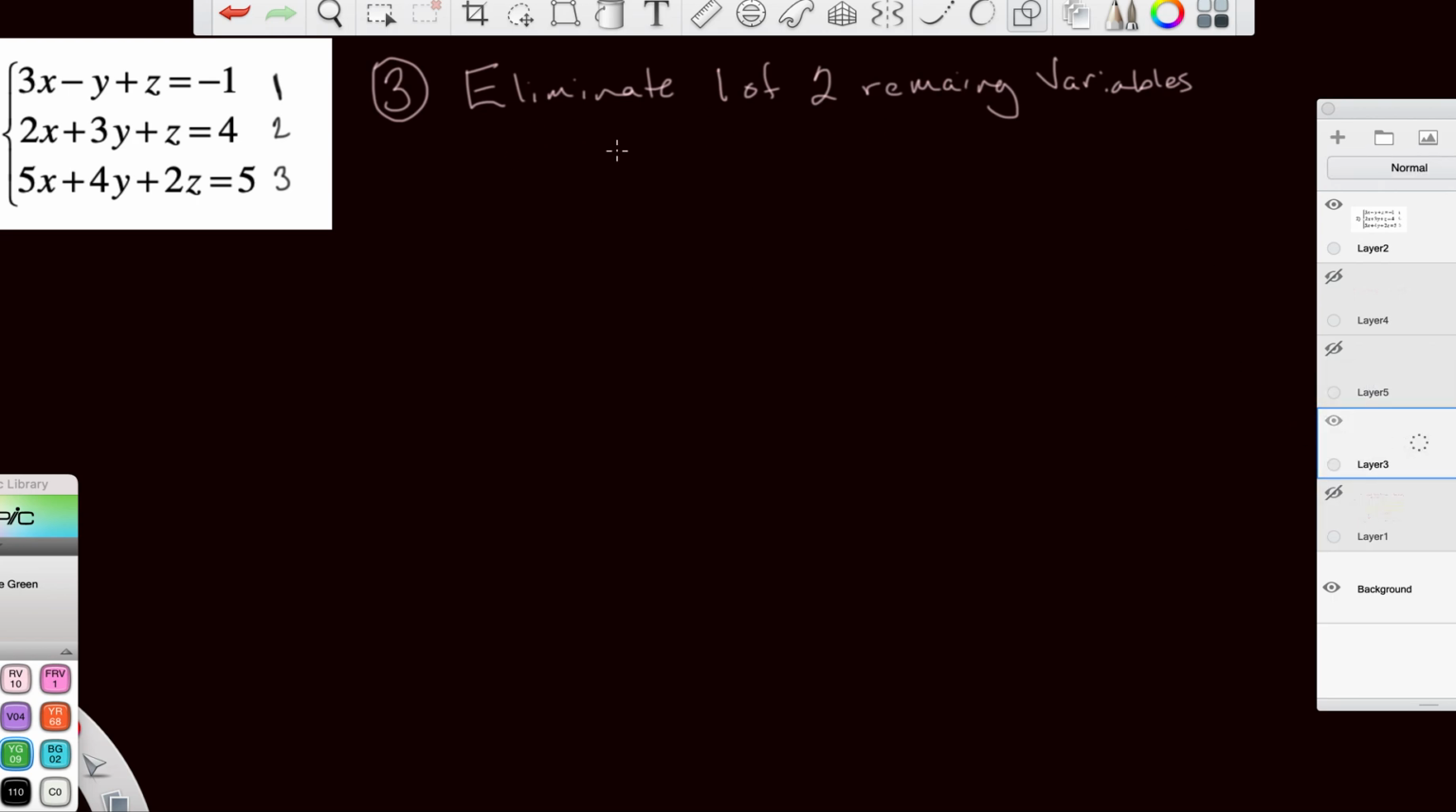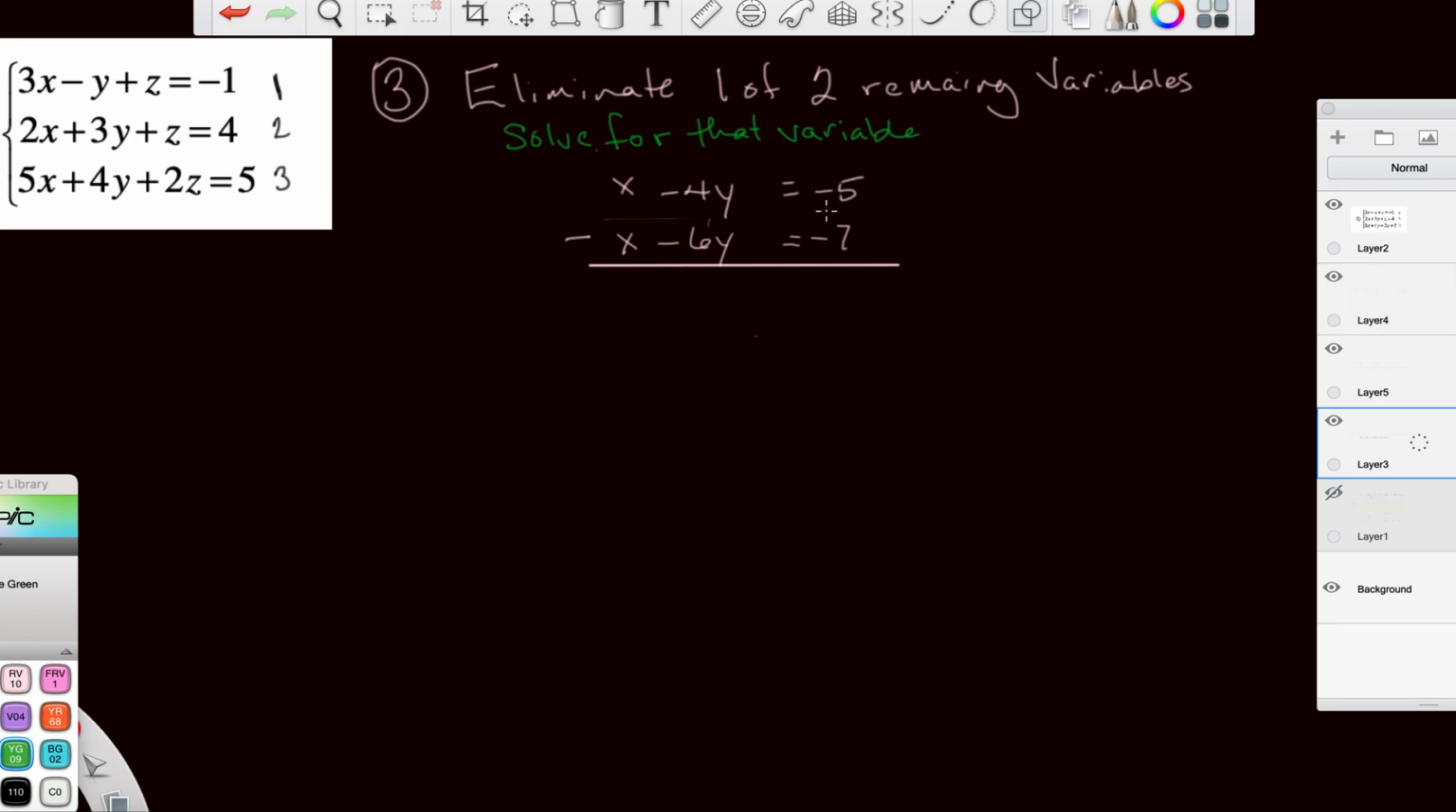And then, I hope I didn't ruin the space. Solve for that variable. Alright, I'm going to put those back there.